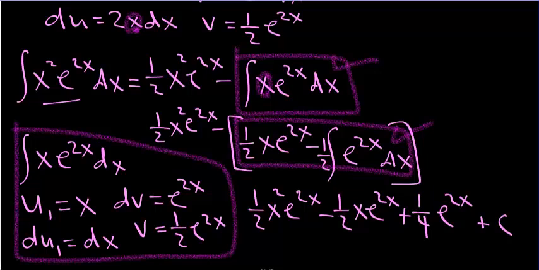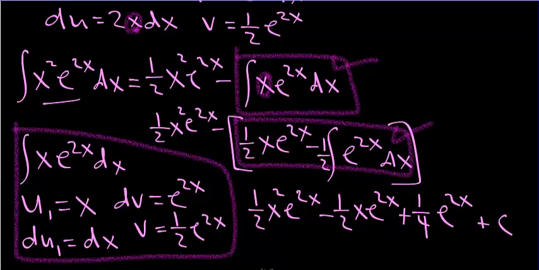Okay, any questions about that? Now, I've got the rest of the signs right. Is that correct? Okay, good. What did you want to get to the 1/4? The 1/4, I had this 1/2 out here, but then the antiderivative of e to the 2x is 1/2 e to the 2x.